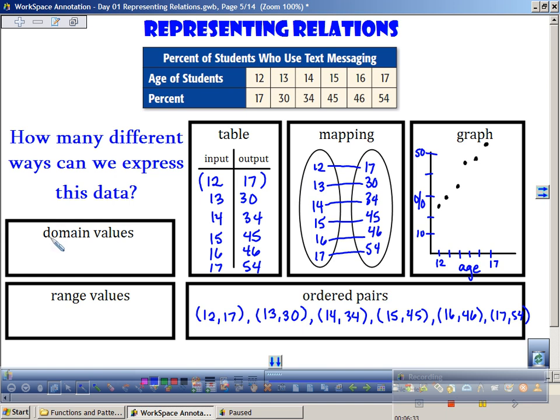Okay. Finally, what are my domain values? You tell me. What are the domain values? Explain what they are. Jesse? It's the 12, the 13. It's all of the input values, right? That's our domain. Our domain is all the input values. So D would be 12, 13, all the ages, right?